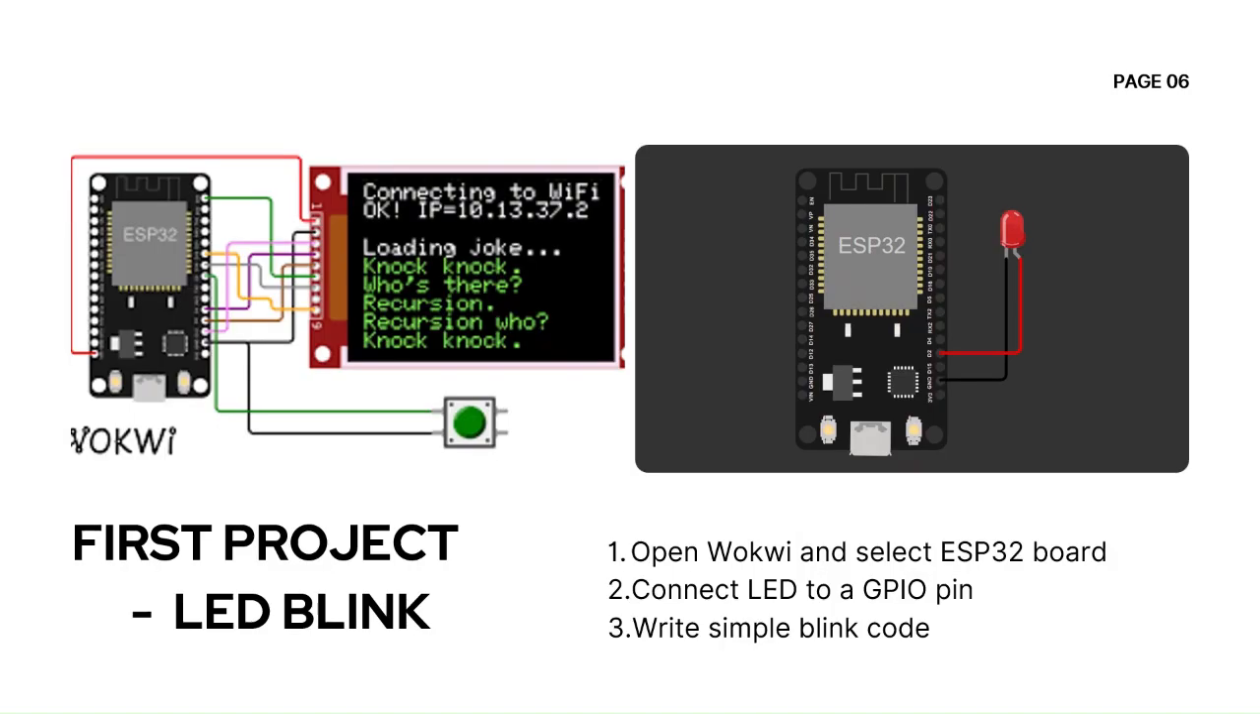The best way to start is by learning to implement the most basic project, an LED blink. In Wokwi, select ESP32 and an LED, connect it to a GPIO pin, and then write a simple blink code. This will be followed by a tutorial session describing how these can be done and implemented successfully.